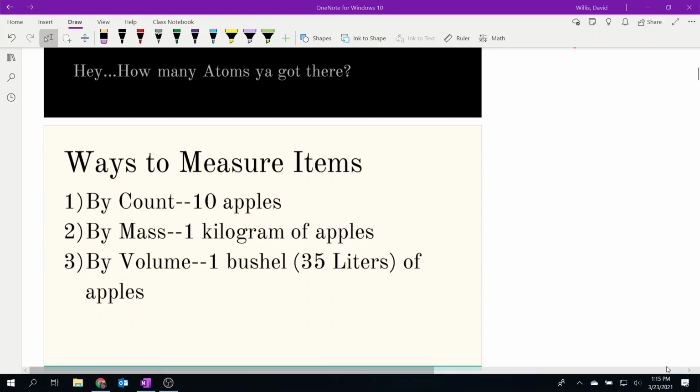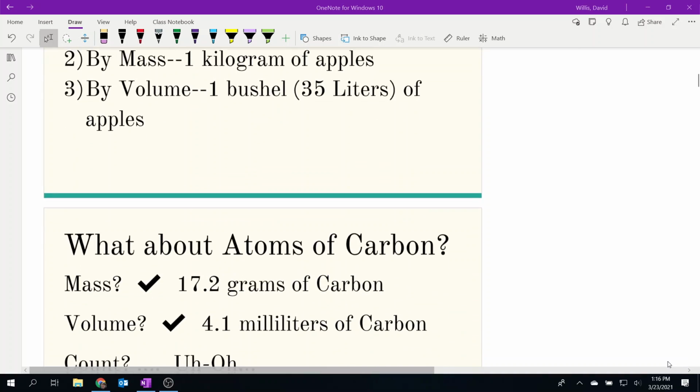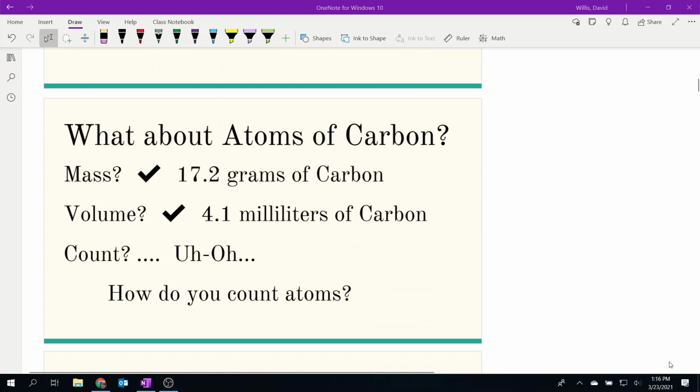All right. So we could talk about objects in terms of the number, in terms of the mass, or in terms of the volume. Now, let's say though that we want to apply that to atoms. Mass of atoms, like carbon. Can I mass out a certain amount of carbon? Absolutely. I could get out a pan balance and mass out 17.2 grams of carbon, no problem. Volume, I could get out my graduated cylinder and dump the carbon in there. That's going to get a little messy, but I could do it. All right, 4.1 milliliters of carbon.